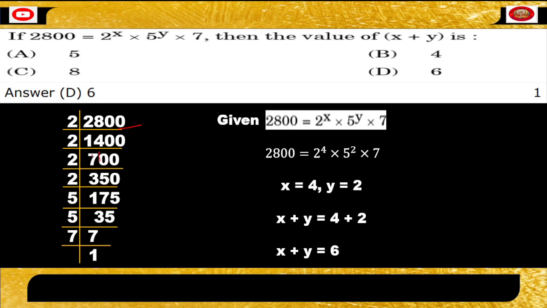Then 0 becomes 10. 2 fives are 10, 0. Next, 2 ones are 2. Here is a 3. 3 minus 2 is 1. Then it becomes 15. 2 sevens are 14. Here is a 15. 15 minus 14 is 1.